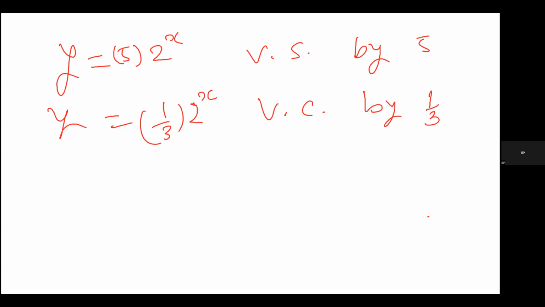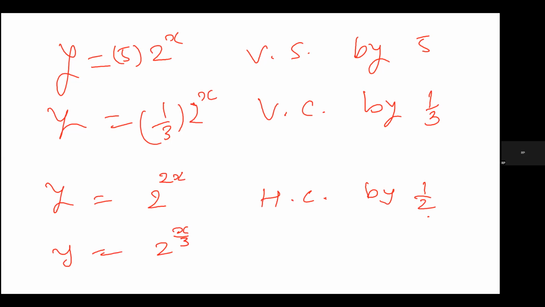Same way, you have y equal to 2 power 2x. This is horizontally compressed by 1/2. And when you have y equal to 2 power x upon 3, this is horizontally stretched by 3. So these are the transformations that you apply to exponential functions. Now you can graph the function with this type of transformation.